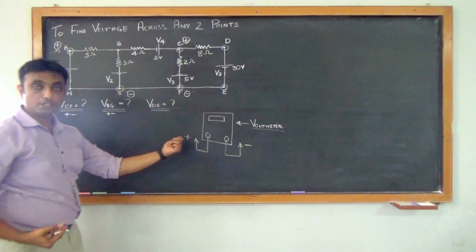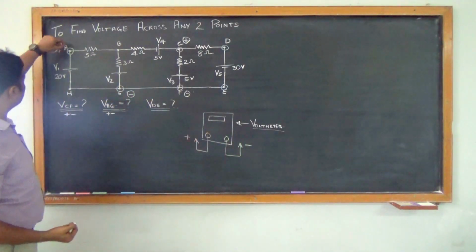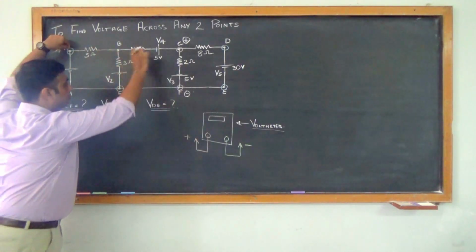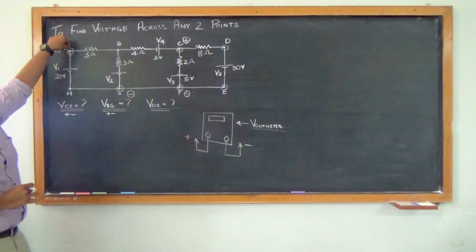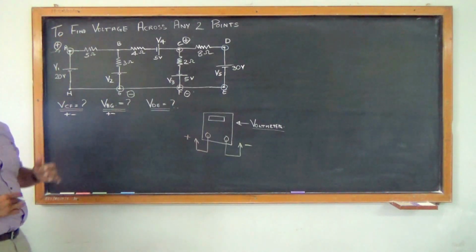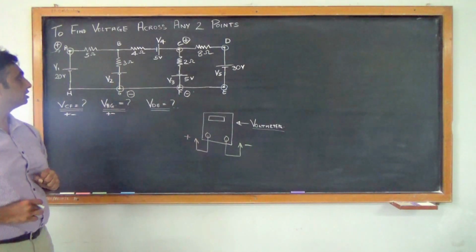Your multimeter has 2 terminals, as I said, it has a positive and it has a negative. So the positive will be first connected to A and the negative will be connected to G, and you find out the voltage across these points. So you can travel whichever way, which we have already discussed. So this rule will never change.